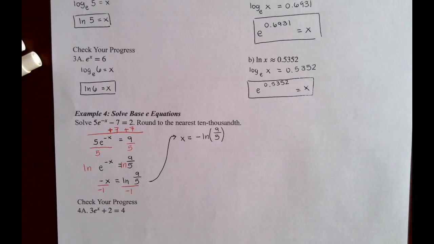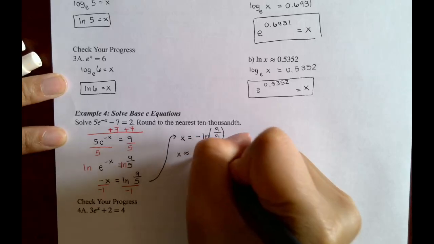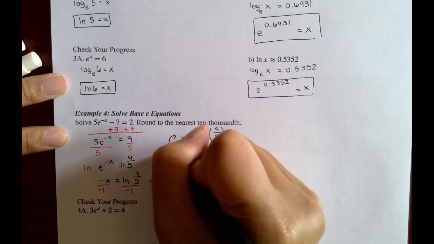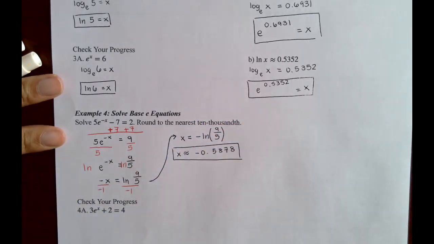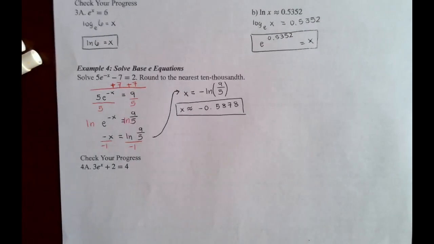Okay. And then that gives me approximately negative 0.5878. Okay, so 10,000th place, 10th, 100,000, 10th, so 4 decimal places. So x is approximately negative 0.5878. And there you go. Okay, so why don't you try CYP 4a on your own and come check your answer when you're done.